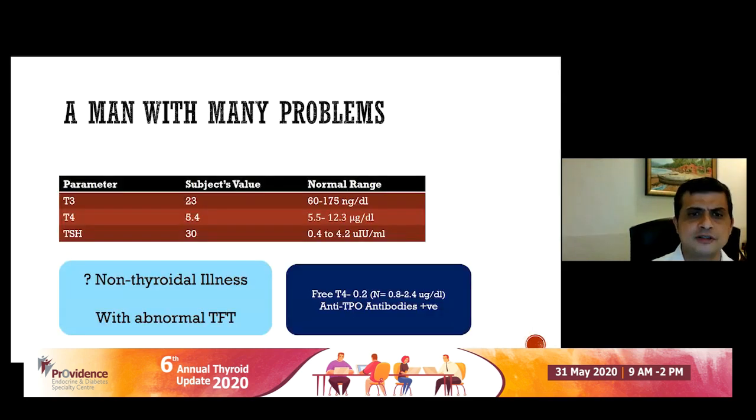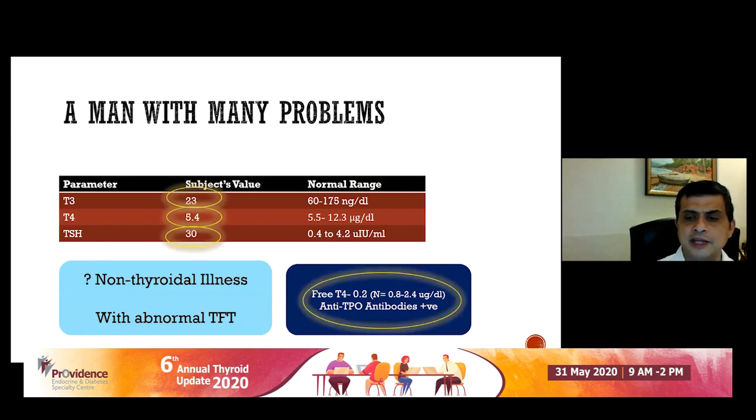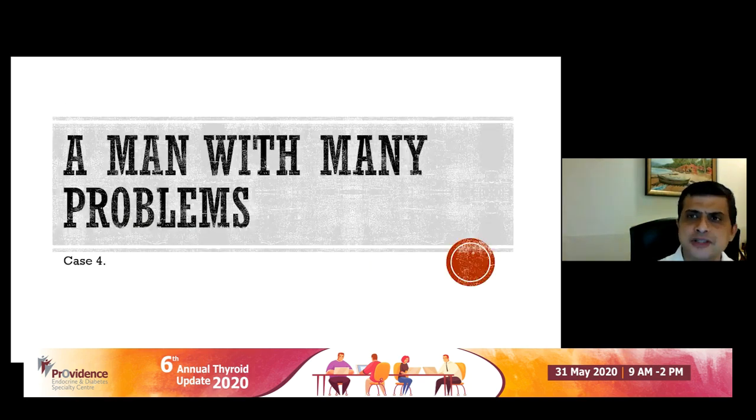So therefore, in this person with many problems, ideally you would like to see that the T3 is low, the T4 is low, the TSH is high, the antibodies are positive, the free T4 is low. Well, this is likely to be hypothyroidism. I would like to treat this patient. So that's why I showed this case.